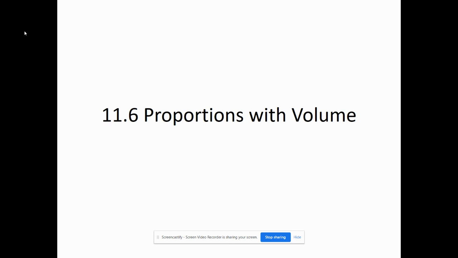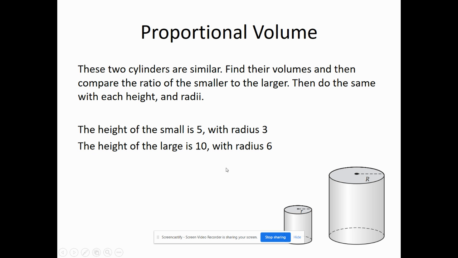So in this video, I'm going to go through proportions with volume, section 11.6. If we take two similar cylinders, or really two similar any three-dimensional shapes, what we're going to do is investigate and find their volumes and then compare the ratio of the smaller one to the larger, do the same thing with the height and the radii, and see if we can find a relationship.